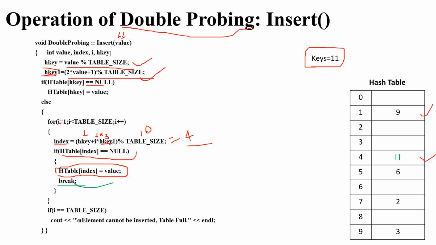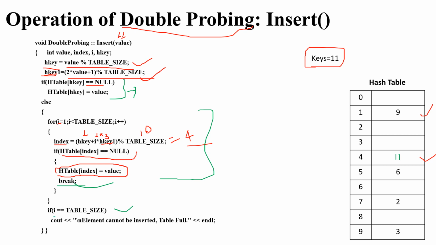Sometimes your table is completely full, already filled, and you are asked to insert an element. At that time this condition also fails, the else part also fails, and this for loop also fails. If this also fails, then come here. It means it will check whether I equals table size, that is, I is incremented until it reaches the table size.